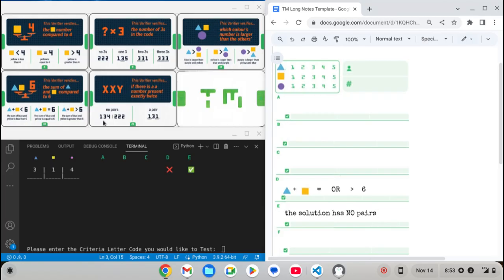And so again, we still can't cross out anything, but at least we do know, again, the sum has to be equal to 6 or greater than 6. And we're looking for something that does not have any pairs. So let's see.